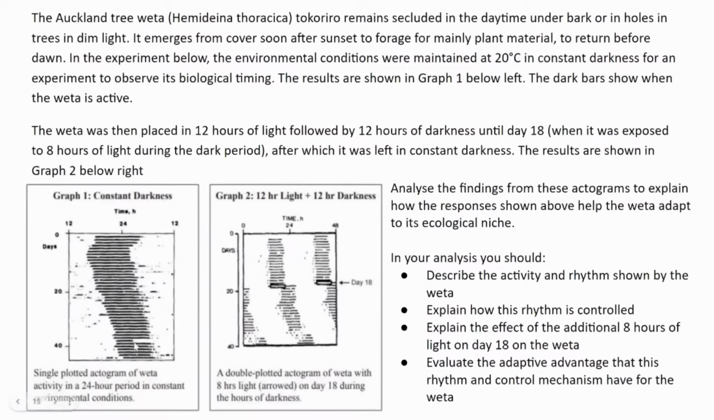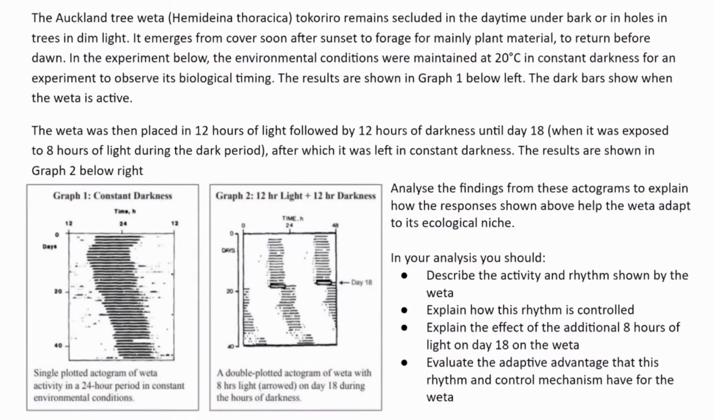So we see that in graph 1. What they then did was they took a second weta, okay, and they placed it in an environment where it was kept in 12 hours of dark, 12 hours of light for 18 days. At which point they exposed it to an extra 8 hours of light when it should have been dark. So they caused a phase shift. Okay, and then they put it in complete darkness and observed what happens.